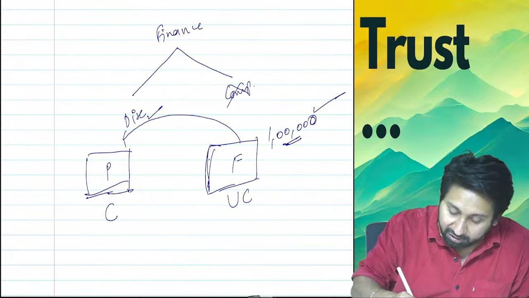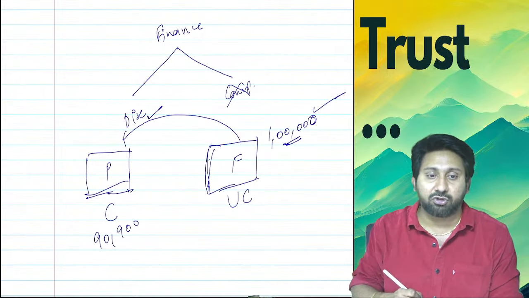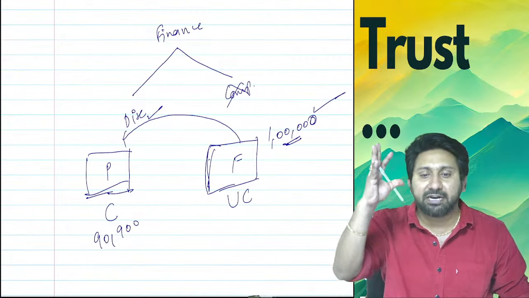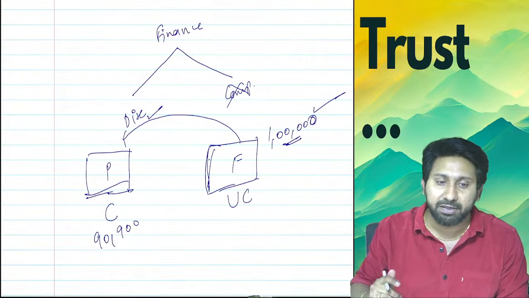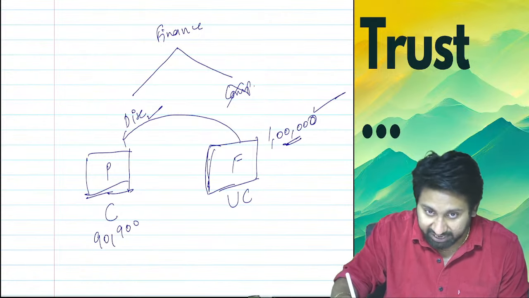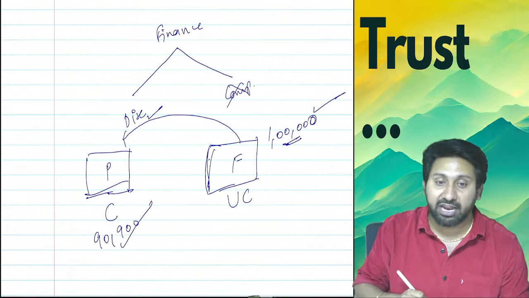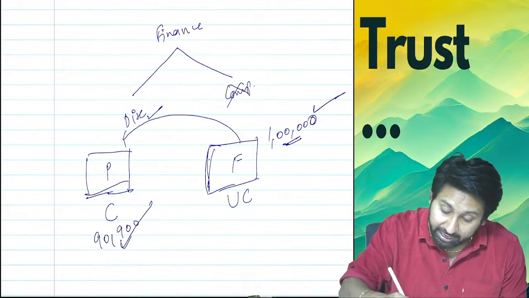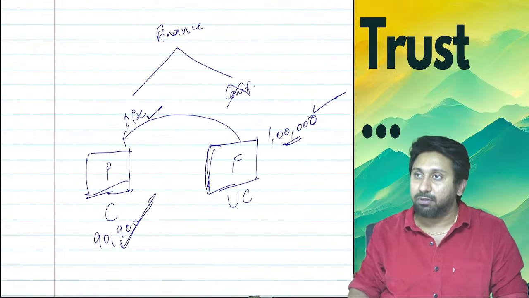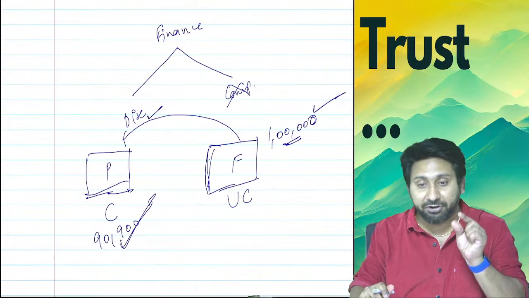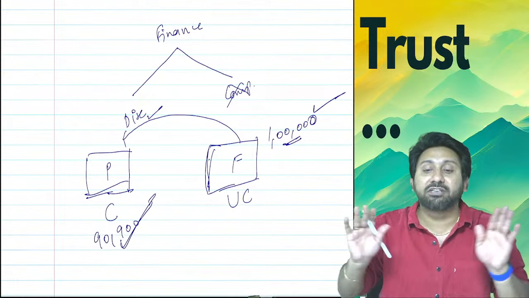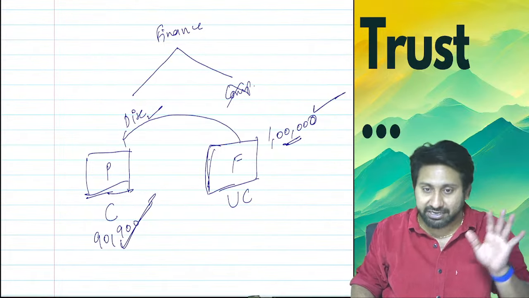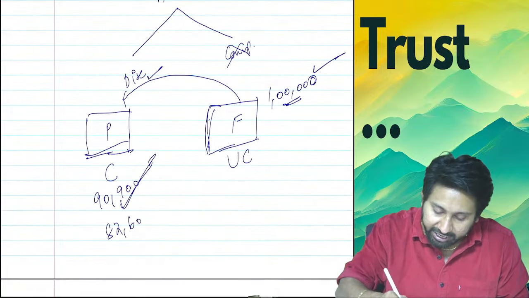So 1 lakh will become 90,900. Risk element we removed. 10% risk element is there. We removed that. What does it mean? This 1 lakh is becoming 90,900. Technically, how to understand? 1 lakh is uncertain. 90,900 is a certain cash flow. Because in this 1 lakh, there is an element of risk. That element of risk I removed, uncertain has become certain. 90,900 certain.